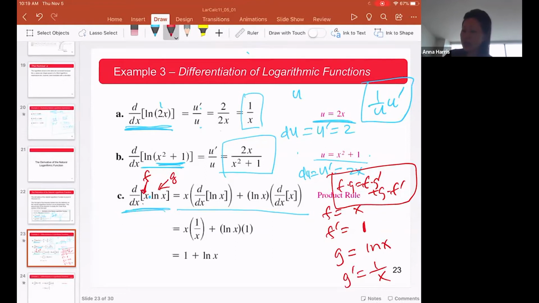In this case, they gave you 2 functions, the 2 factors, x and then natural log of x. So x is your f, natural log of x is your g. You've got 2 factors, so you're going to use the product rule. That's why you have x times the derivative of the second factor, and then the second times the first derivative, which gives you this, x times this.